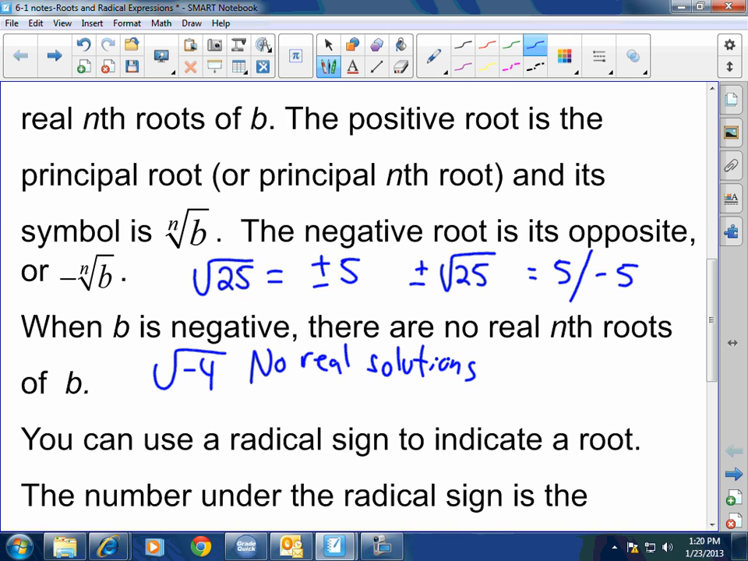Correct. If it says, what's negative square root of 25? That's my answer. If I just leave it like this, usually on SATs and ACTs, they just want the positive one. If I go like this, I want both of them. Or I could say, find all roots of the square root of 25, and then it'd be positive and negative 5. Does that make sense? Okay.